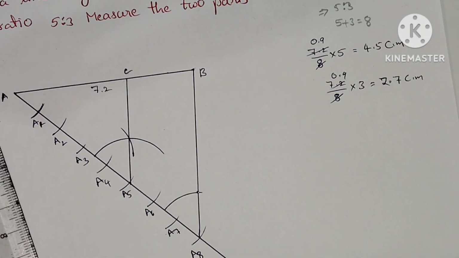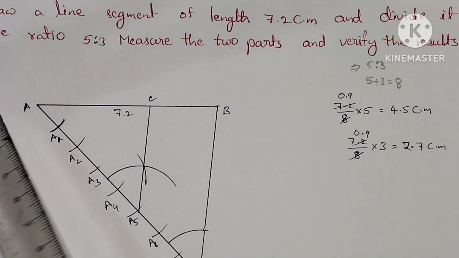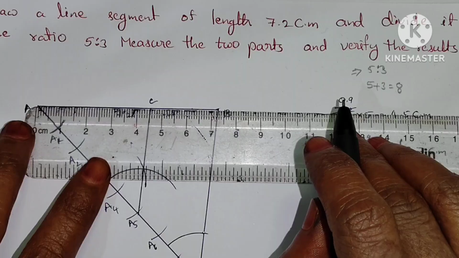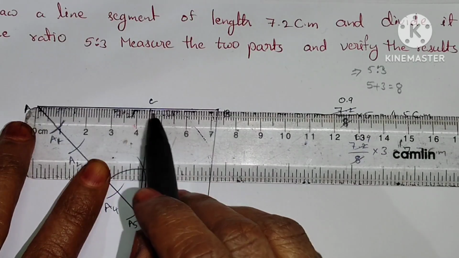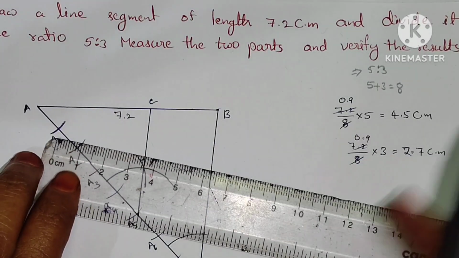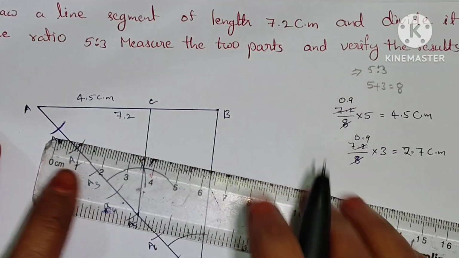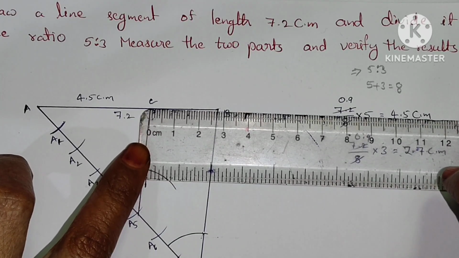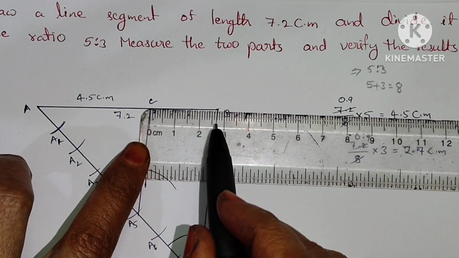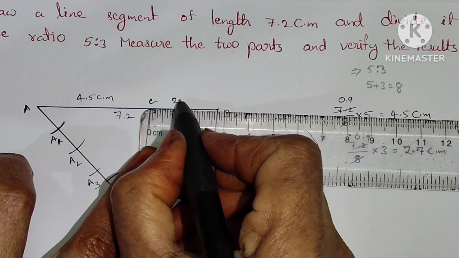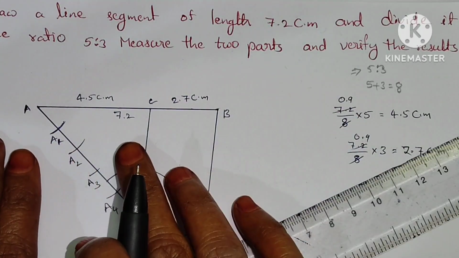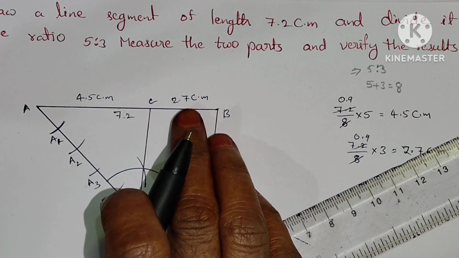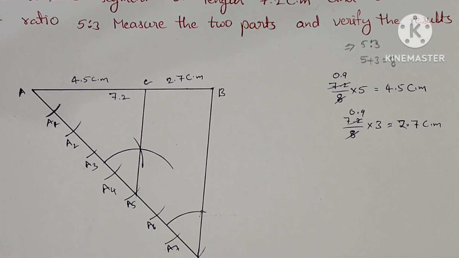So here we measure it. The distance from A to C: first use the scale, and here it is exactly 4.5 centimeters. Next we check C to B: exactly 2.7 centimeters. So this 7.2 line segment we divided in the ratio 5:3 into 4.5 centimeters and 2.7 centimeters. So this is the diagram of the 9th one.